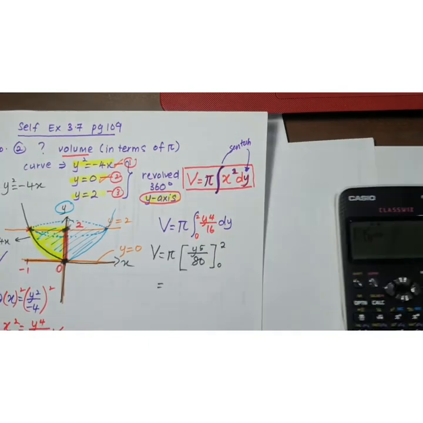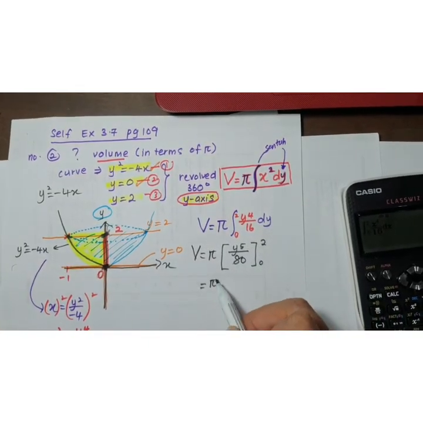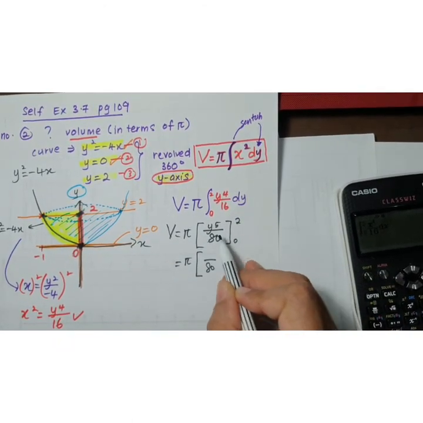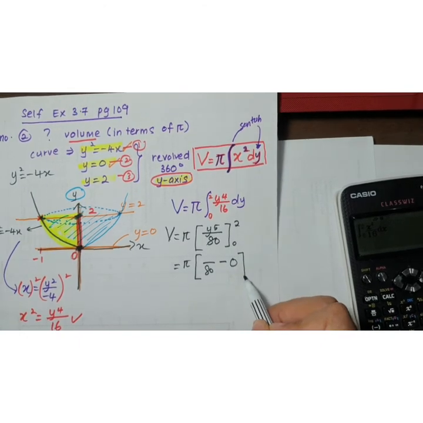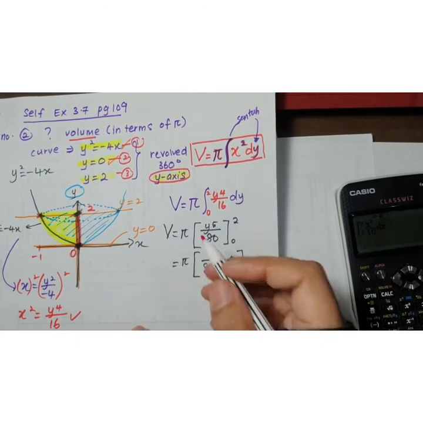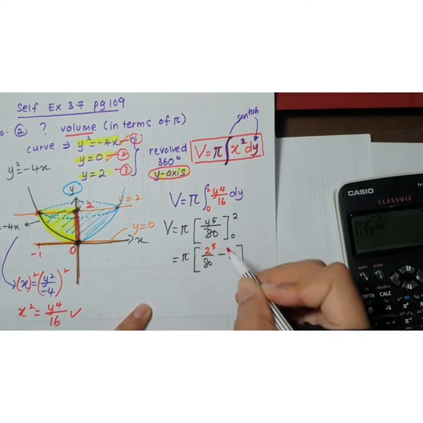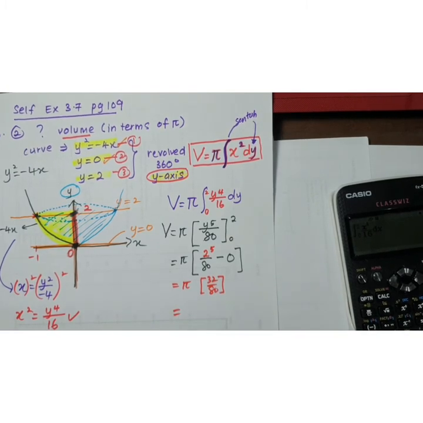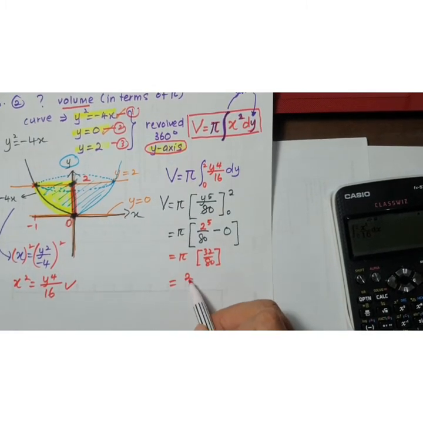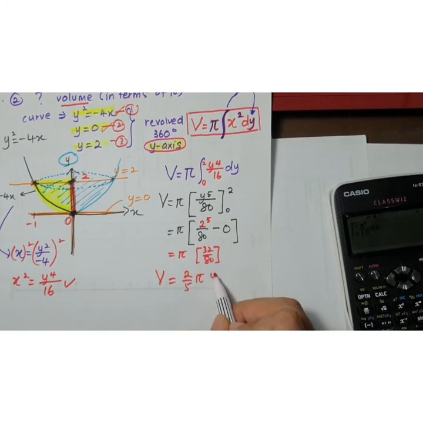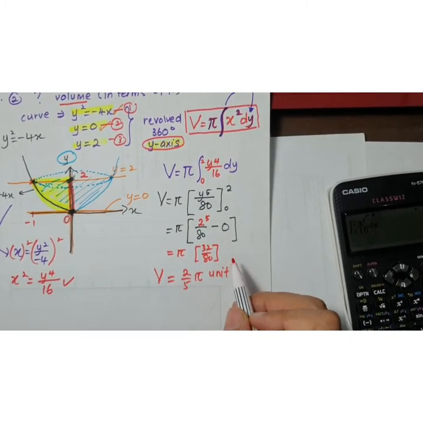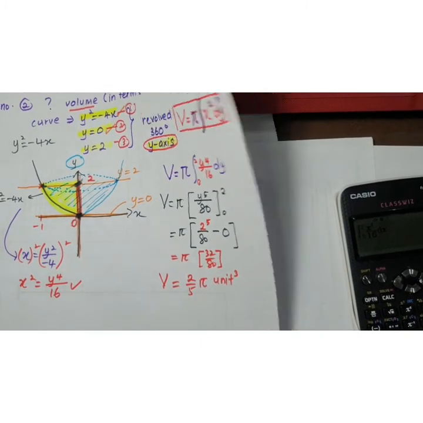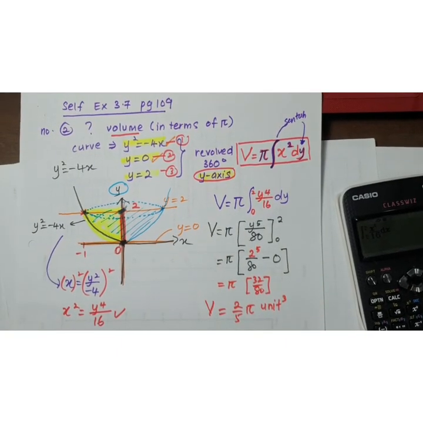Okay, let's see. Put in 2 and then put in 0, of course 0, right? You put in 2, y as 2 to the power of 5, so it becomes 32 over 80. After simplifying, 32 over 80 is 2 over 5, right? So done. This is the volume, in cm cubed or cubic units, because the volume is to the power of 3. Okay, done.